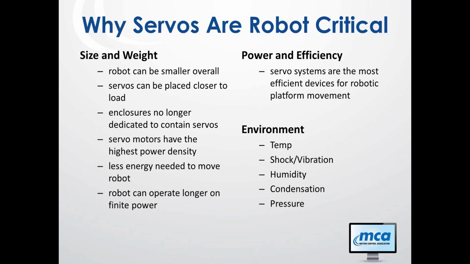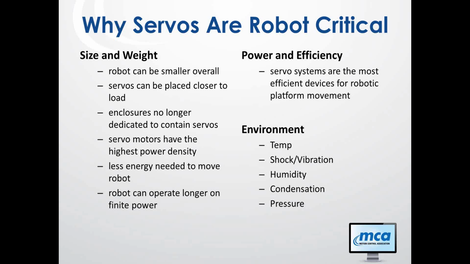What I was highlighting in my presentation is why servos are critical to mobile platforms or robot designs. If you go back and look at the challenges we presented in the beginning, it really comes down to size and weight, power and efficiency, and the environment. Servos allow the robot to be smaller overall. Servo motors are very compact when compared to other motor technologies, and they're very efficient. Servo drives are efficient. Servo drives today can be effectively inserted into the back of the motor or next to the load. You do not have to have a dedicated enclosure for the servo. Just mount the servo in the motor or inside the bot.